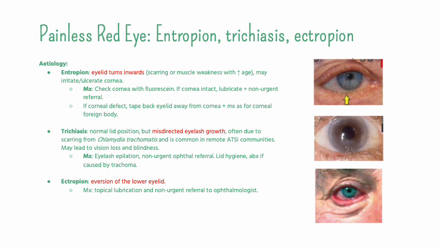With a trichiasis, which is when there is a normal lid position, but the eyelash growth is misdirected due to, most commonly, chlamydia infection. This is most common in the remote Aboriginal and Torres Strait Islander communities and may lead to vision loss and blindness. The management plan for this is eyelash epilation, a non-urgent ophthal referral, lid hygiene, and antibiotics if it's caused by a trachoma.